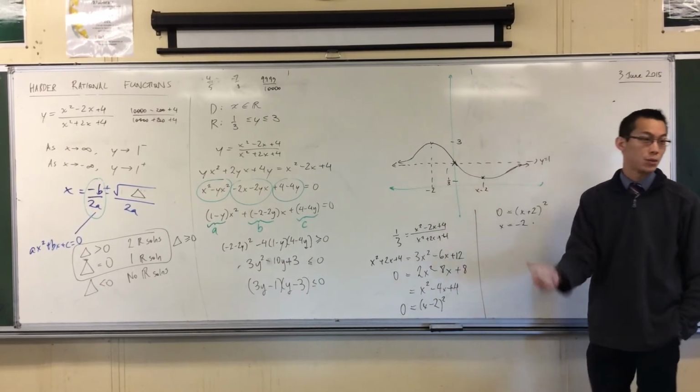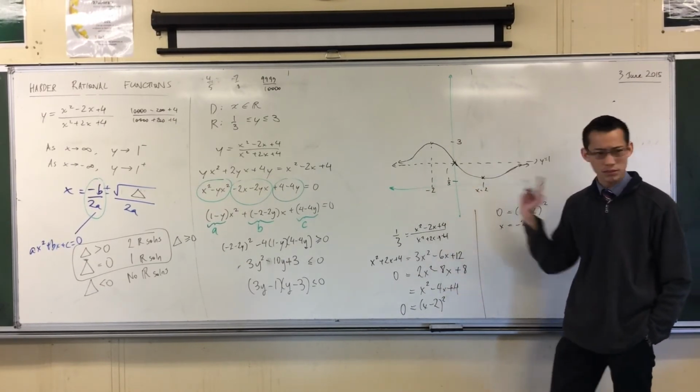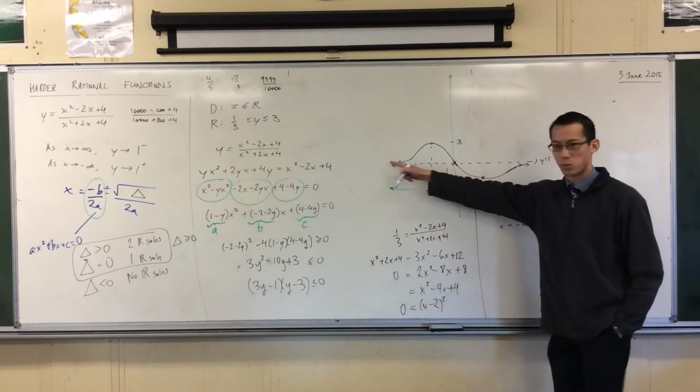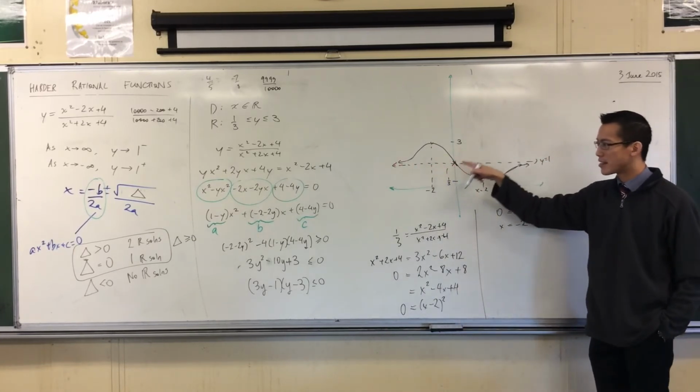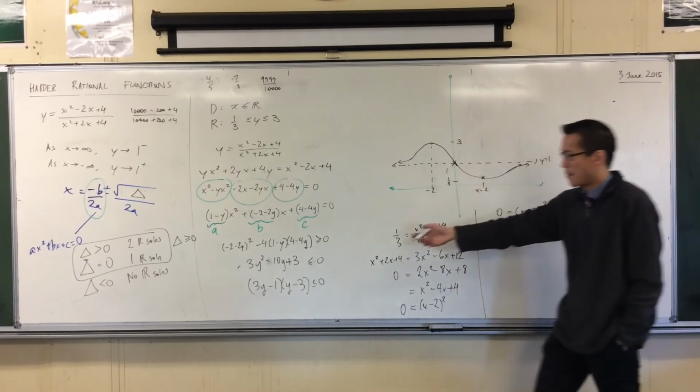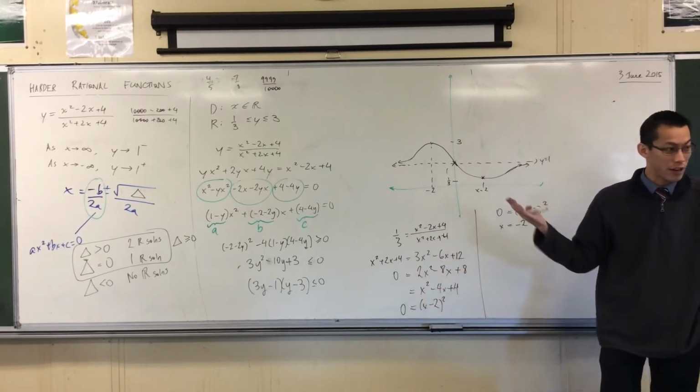So y can't equal 0, and if you put in y equals 1, right, you get this solution. That's what happens if you solve it. Instead of putting a third or 3, you put in 1.